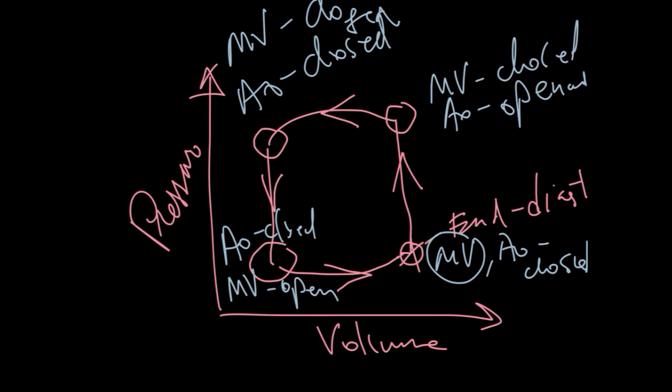One other comment that I would like to make is to make sure that students understand that the volume that is enclosed by the pressure volume loop is the stroke volume that gets ejected out during the ejection period, as we have discussed.